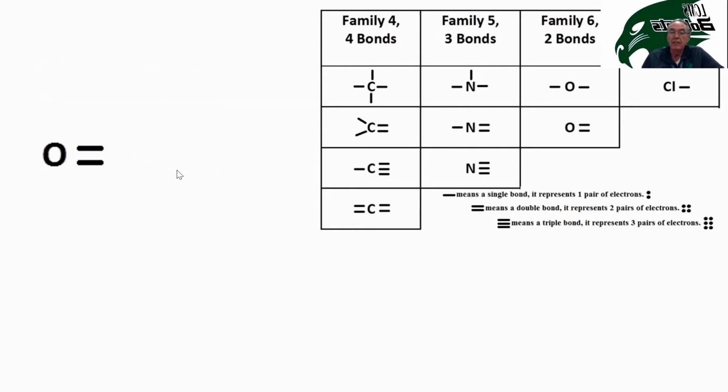Okay. Oxygen can also form a double bond. It can double bond to another oxygen. So oxygen has its 6 valence electrons. It shares 2 with this one. So this one feels like it's got 6 plus 2 is 8. This one has 6, and this one is sharing 2 with it. So 6 plus 2 is 8.